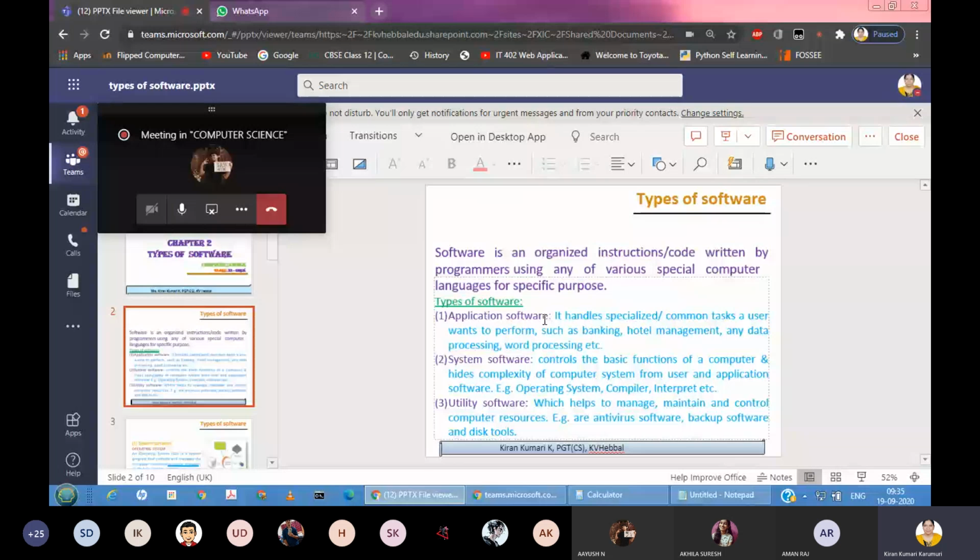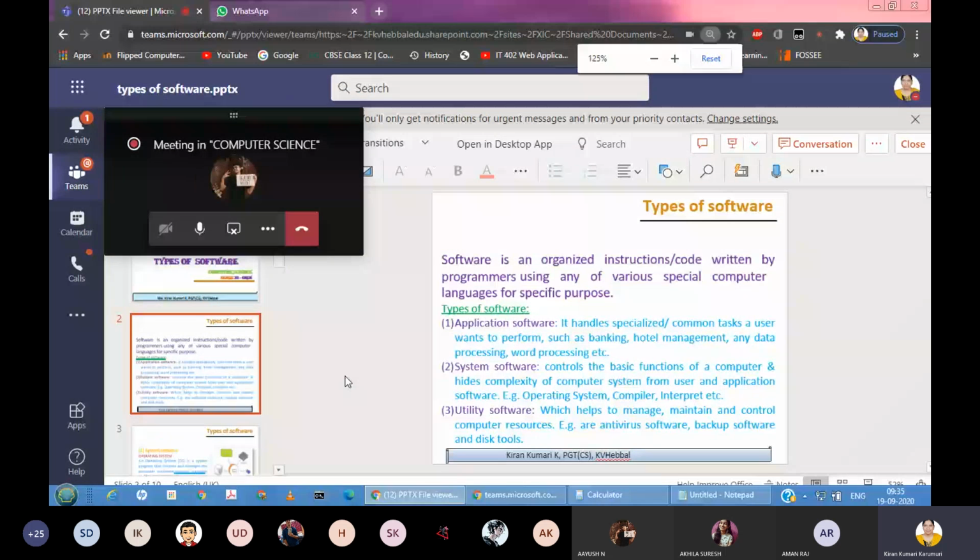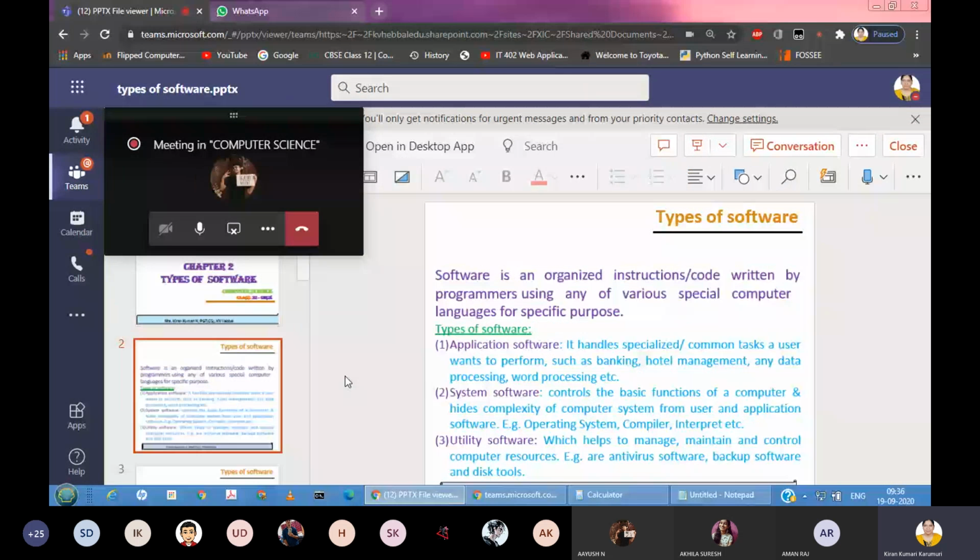Utility is one of application only, but as per our syllabus it is mentioned as a separate software, so let us note it as a separate one only. Okay ma'am. So application software, you download all the apps, don't you? All apps are applications only. Okay, what is the purpose of an application? A specific task, a specialized task, isn't it? So only that particular task it will perform. So that is an application software.